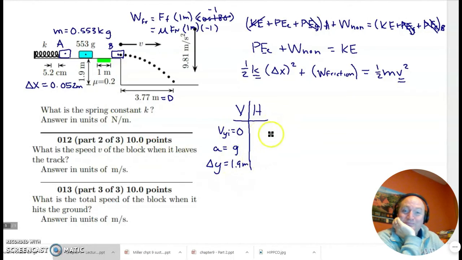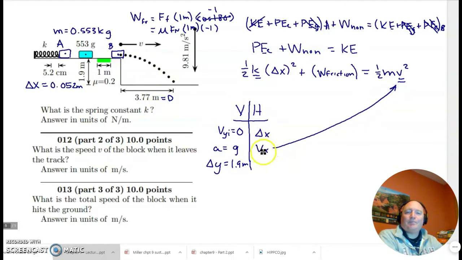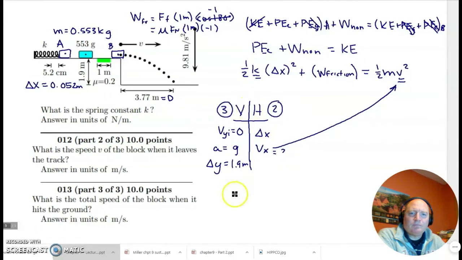And then on the horizontal side, we've got the horizontal displacement. And that's all we've got. And what we really need to solve for, that we want to put into this equation, is going to be that horizontal velocity that it's leaving the edge of the table with. So that's what we're trying to solve. And you might remember, and I like to just go ahead and write this stuff on here just to hopefully solidify it in your brain.